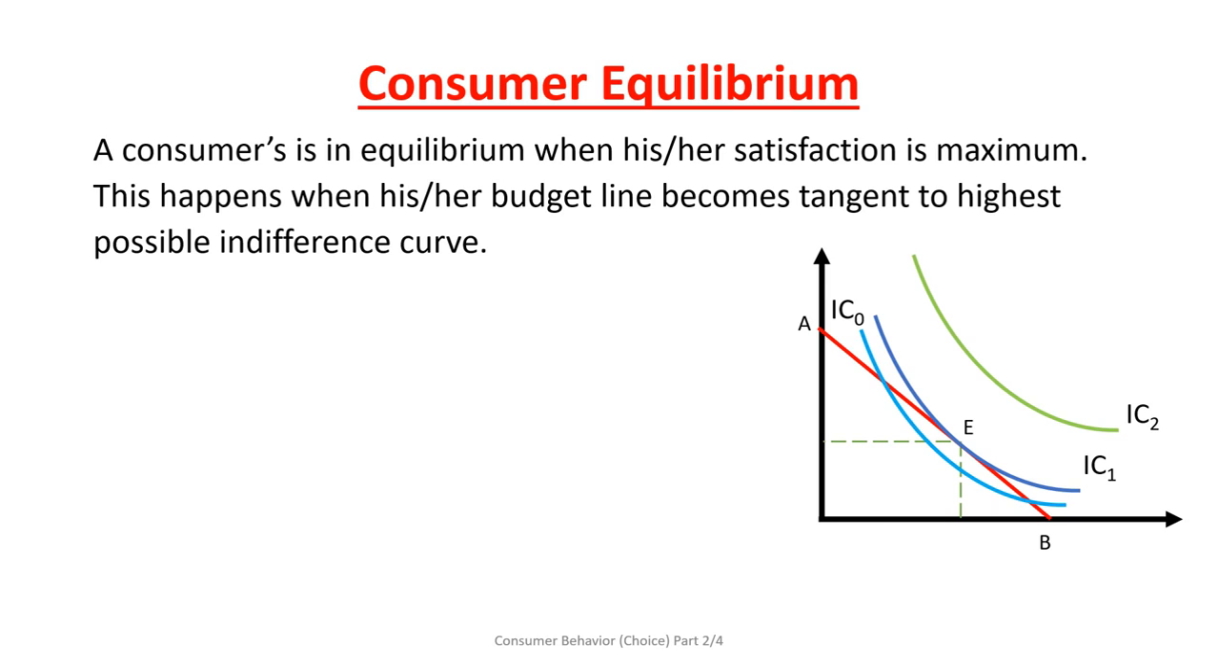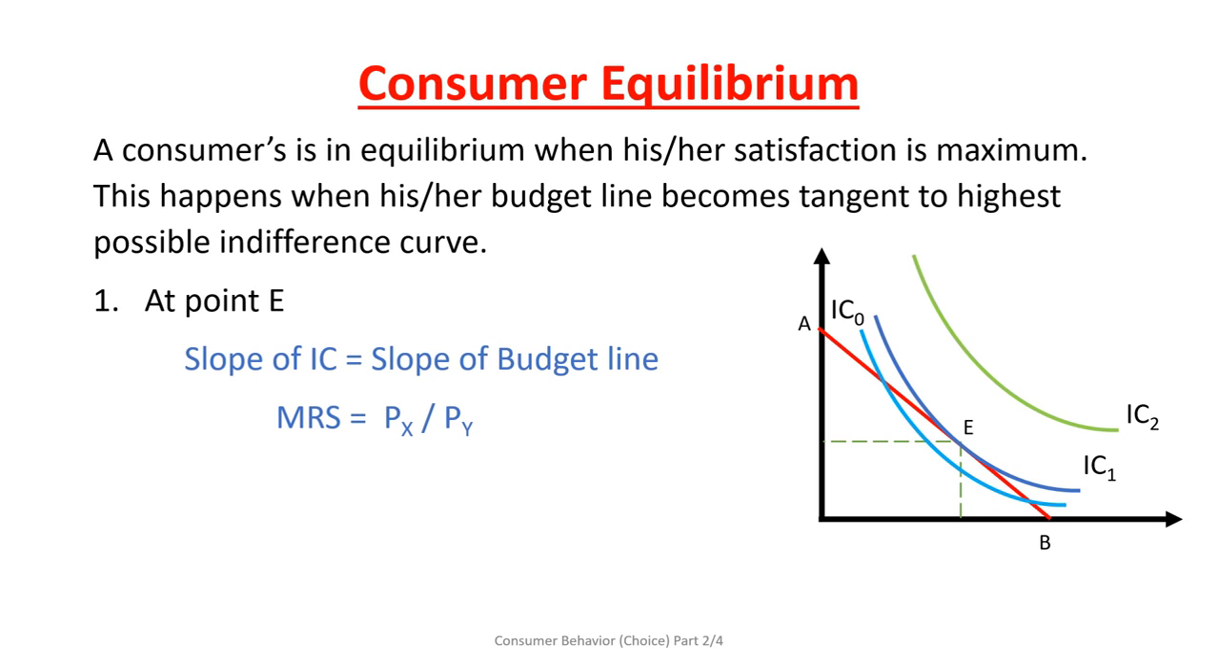And from simple mathematics, we know that the point where two curves meet each other, their slopes are same. Therefore, at this point, the slope of IC represented by marginal rate of substitution will be equal to the slope of budget line, which represents the price ratios.